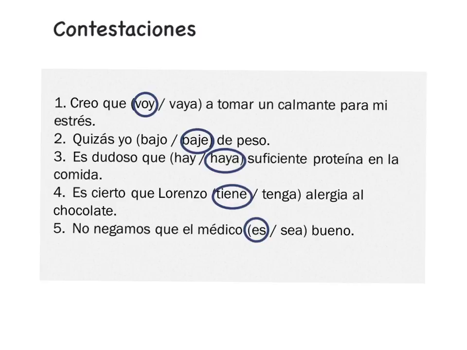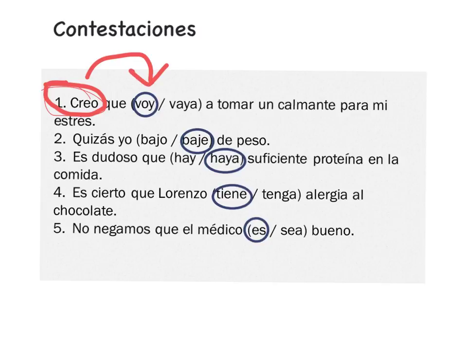Okay, here we have the answers to your exercises. Now, the first one is creo que, and the answer is voy. Creo que voy a tomar un calmante para mi estrés. Now, why do we use the indicative? Well, because we have the verb creo in the affirmative, and therefore we're going to use the indicative.